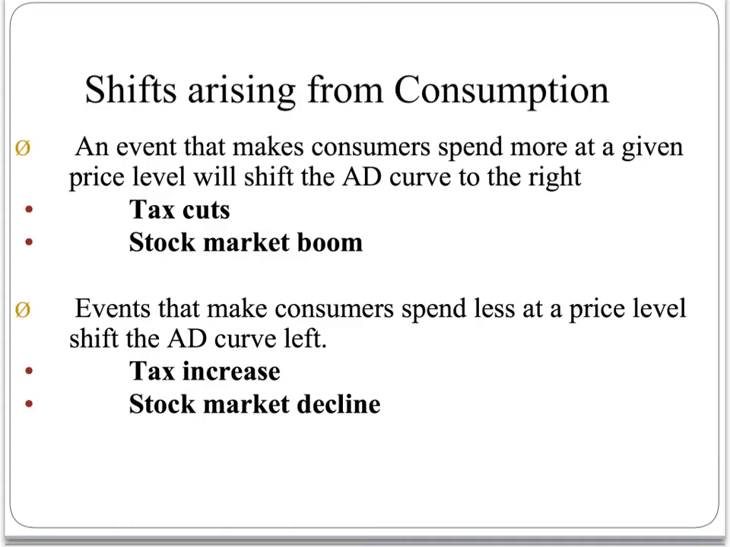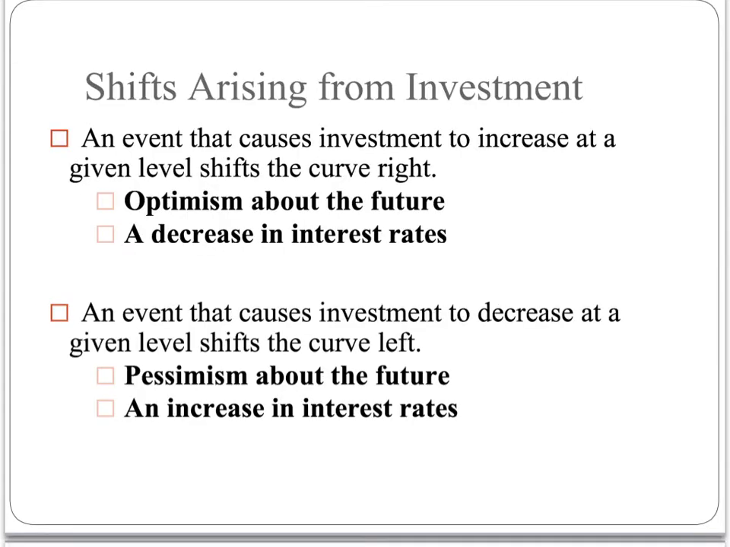Events that may cause a shift to the left would be just the opposite. A tax increase gives people much less money to buy with, or a stock market decline gives people less money to buy goods and services with as well, thus decreasing aggregate demand, shifting it to the left.